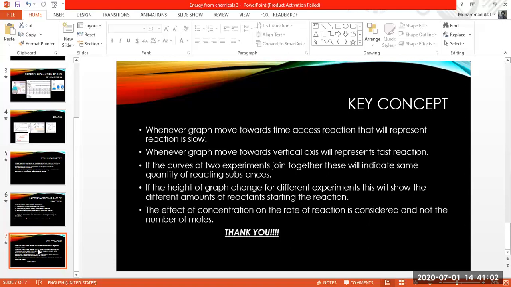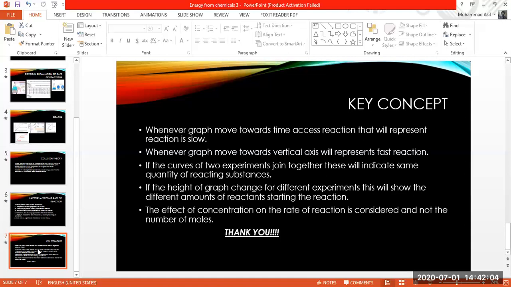Third, if the curves of two or more experiments join together on a grid, this will indicate the same quantity of reacting substances is present in all reactions. But if the height of the graph changes for different experiments, this will show that different amounts of reactants are present at the starting point. And finally, the effect of concentration on the reaction is considered and not the number of moles.